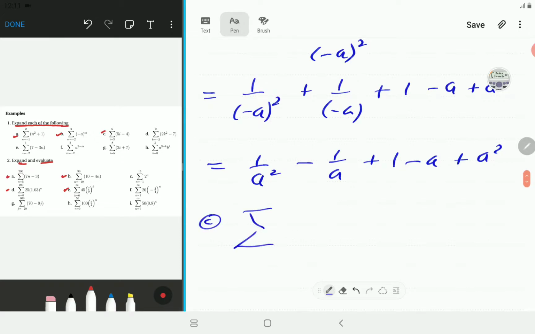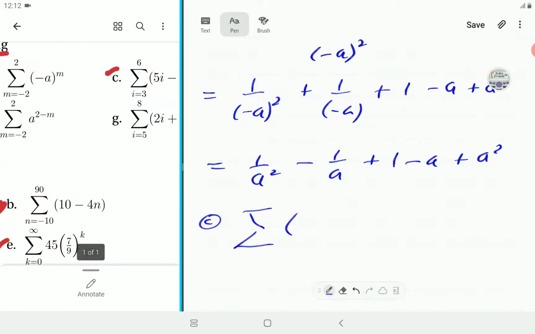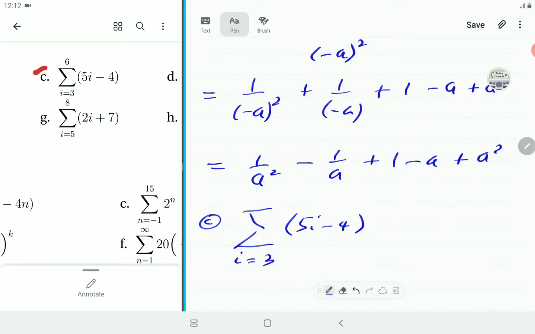In part C, we have got the summation of 5i minus 4. I is running from 3 to 6.